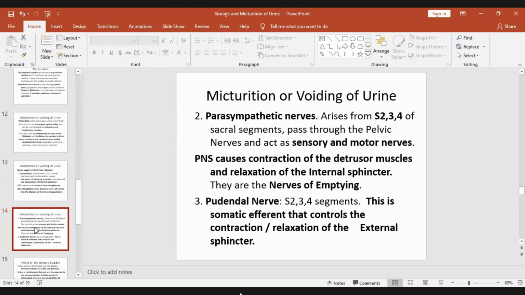Whenever the situation is favorable, you can relax the external sphincter and pass urine. When the situation is not favorable, you can keep it contracted. That is under the pudendal nerve control.